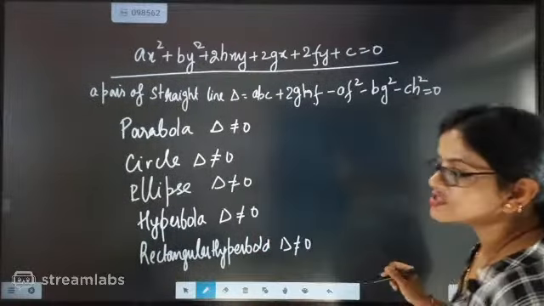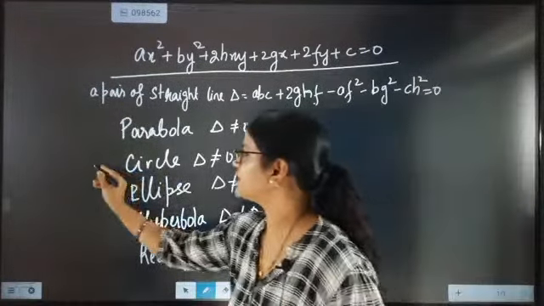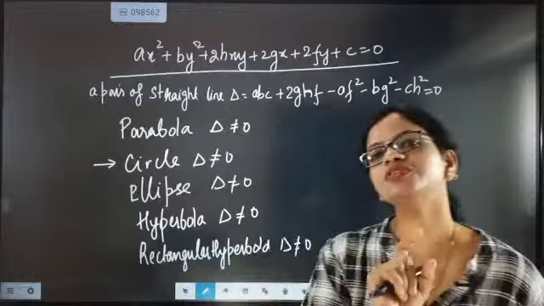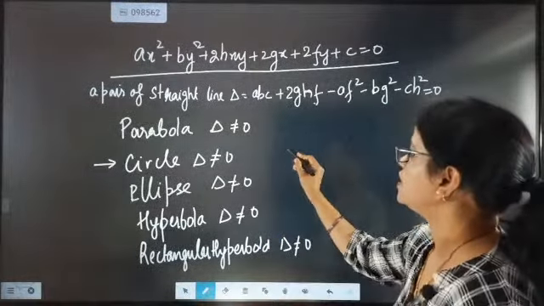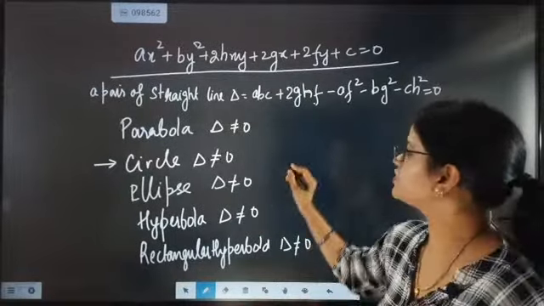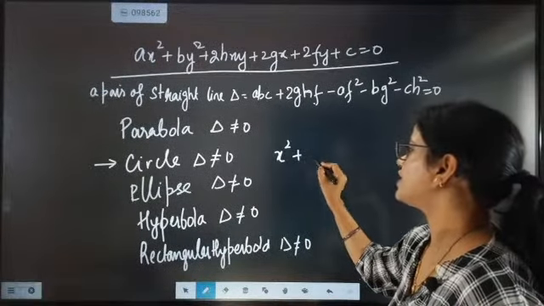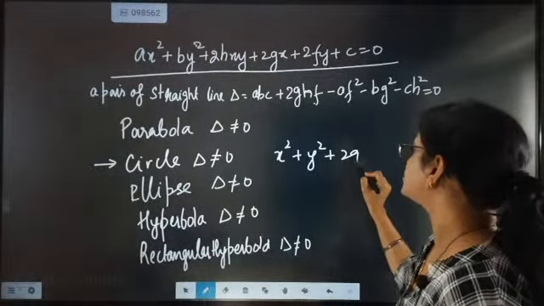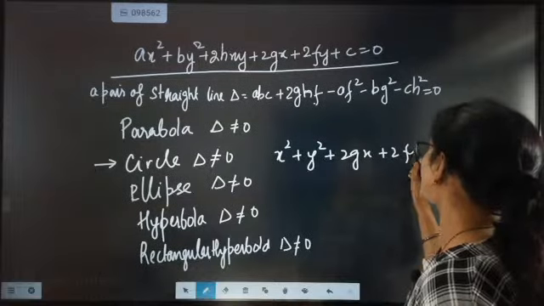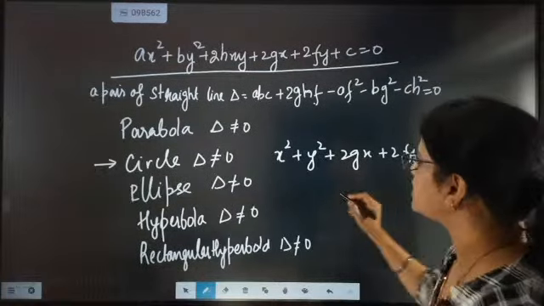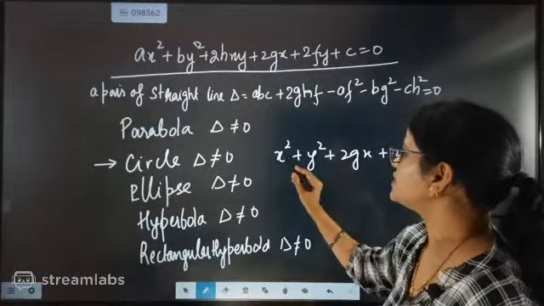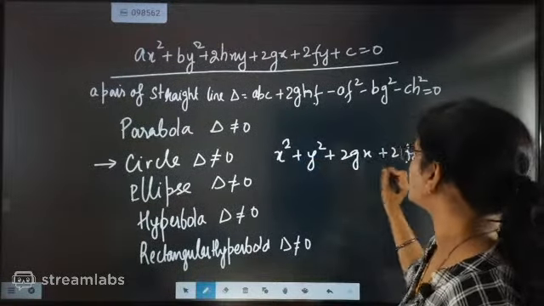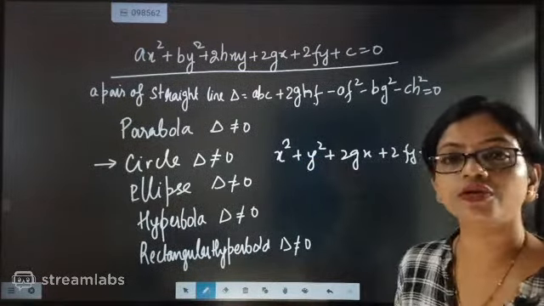Now first we will be talking about the circle. The circle one is the easier one. We have seen the general equation of a circle. In the general equation of a circle, what have you seen? You have seen that the general equation of a circle looks like x square plus y square plus 2gx plus 2fy plus c equal to 0.